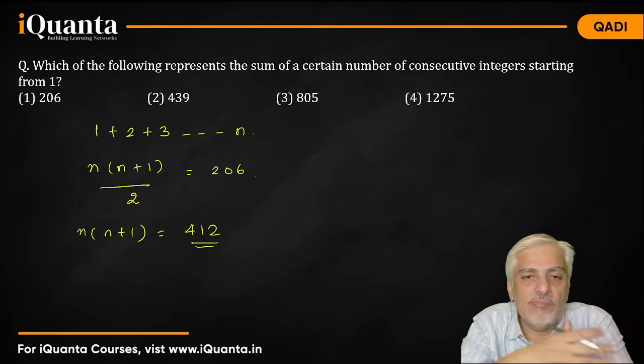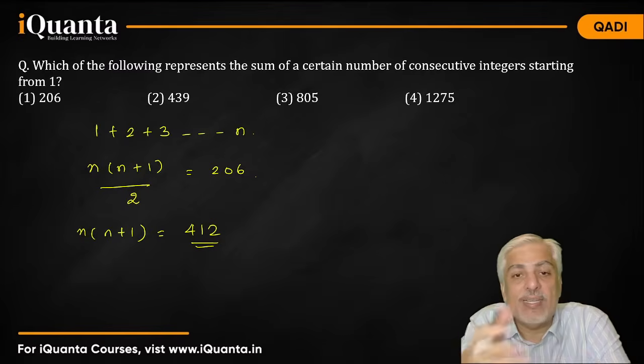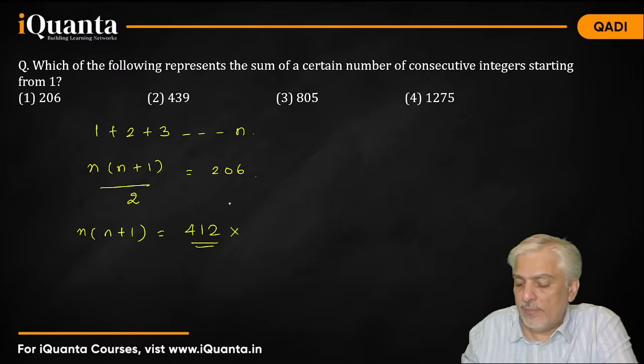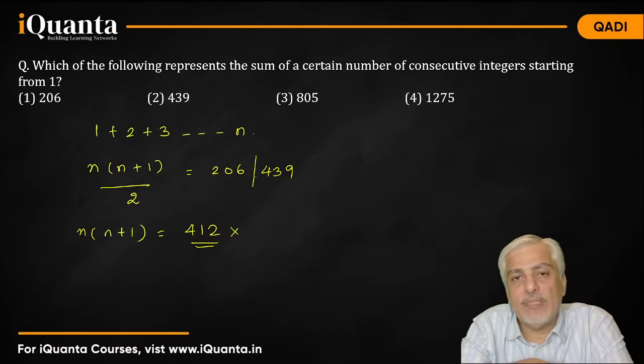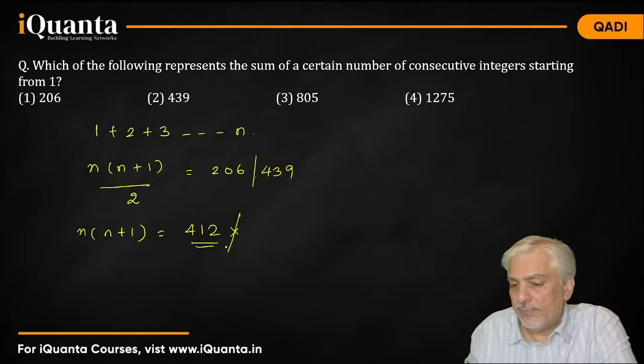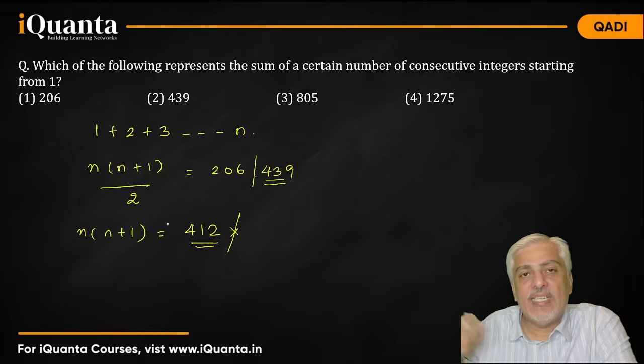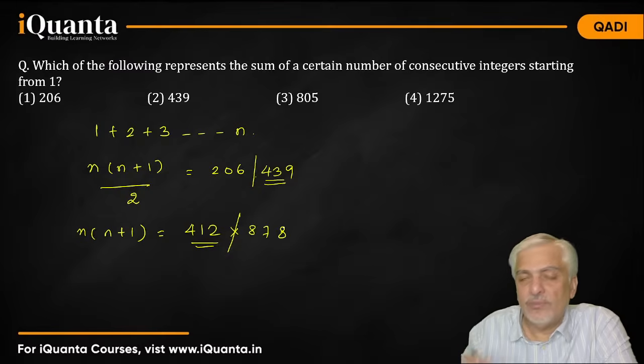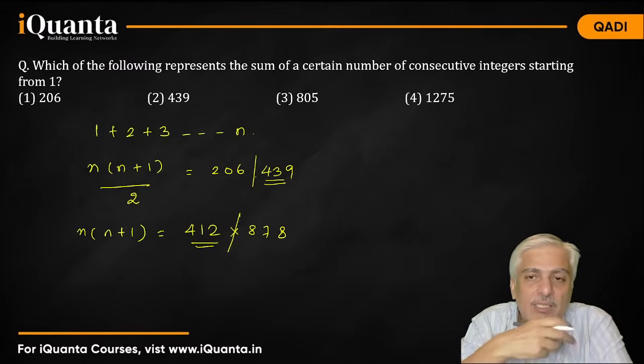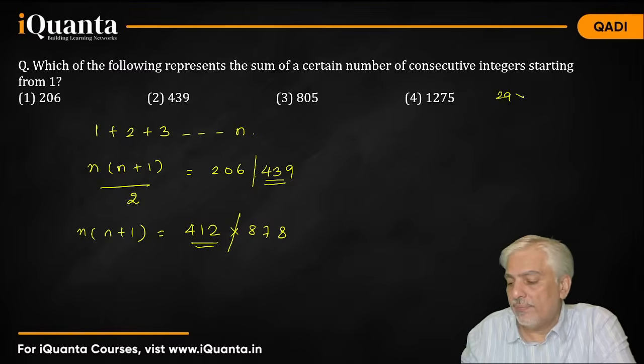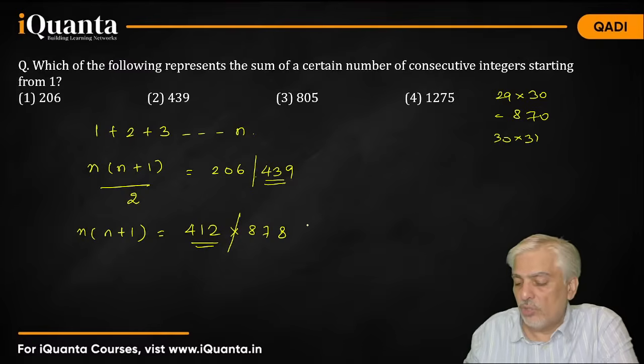Like if I take 19 into 20, it's 380. And 20 into 21 becomes 420. So this is not possible. If I take instead of 206, if I take 439, 439 double is 878. Again, you can try roughly like 29 into 30 is 870. And 30 into 31 becomes more than 900. So this is also out. 878 is also out.